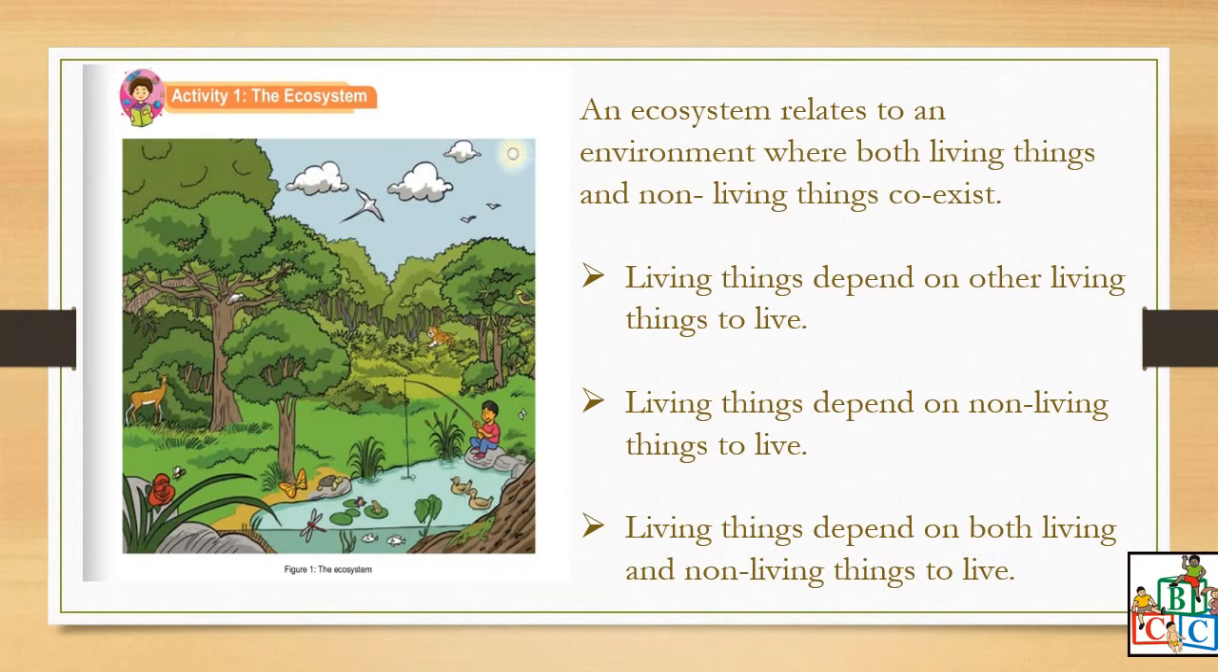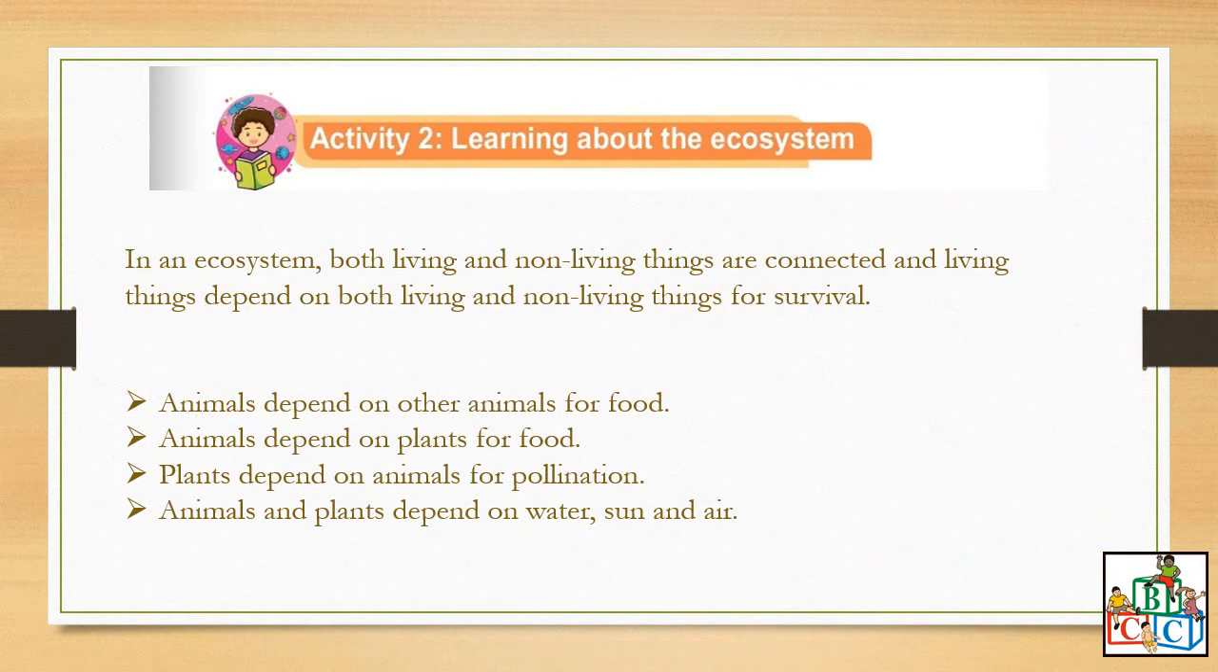Living things depend on other living things to live. Living things depend on non-living things also to live. And living things depend on both living and non-living things to live. Is it clear? So these are main points which you need to remember. Let us revise now, learning about the ecosystem.